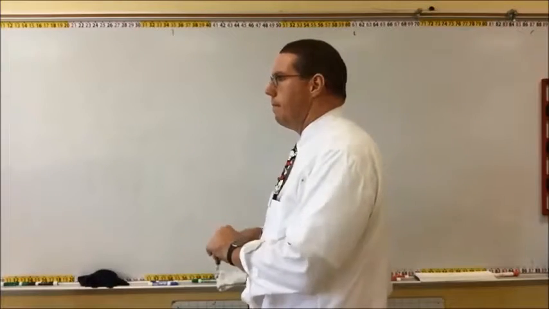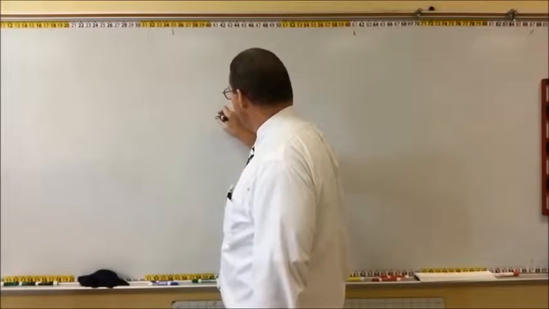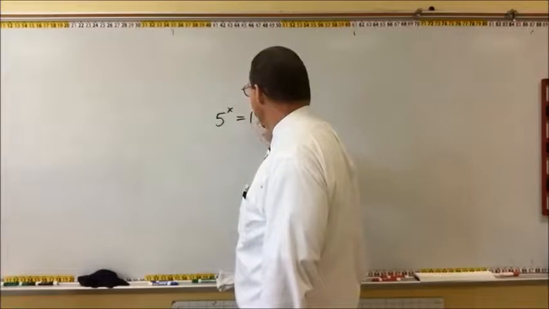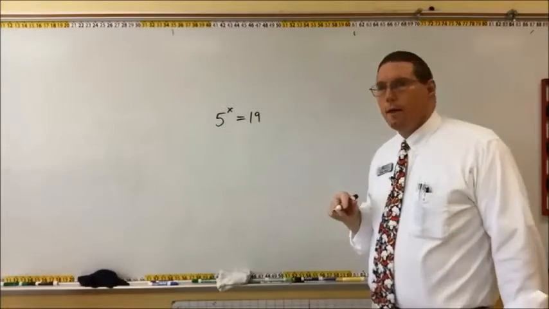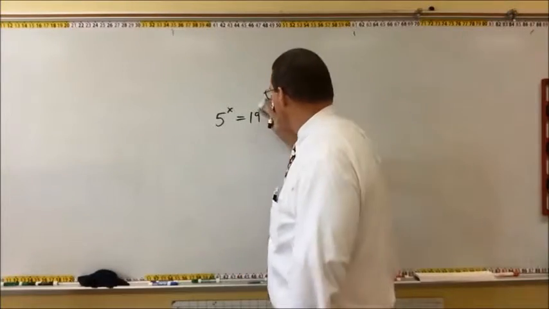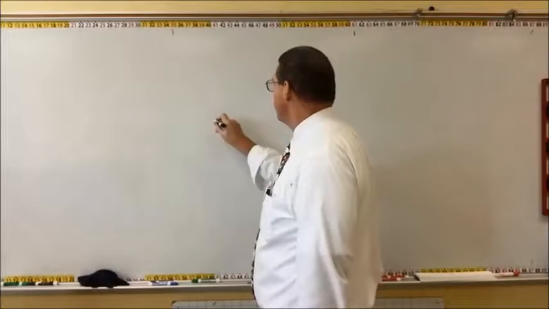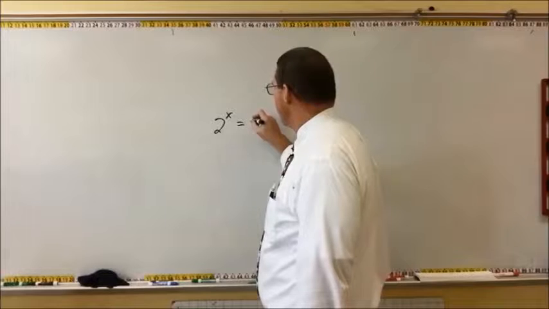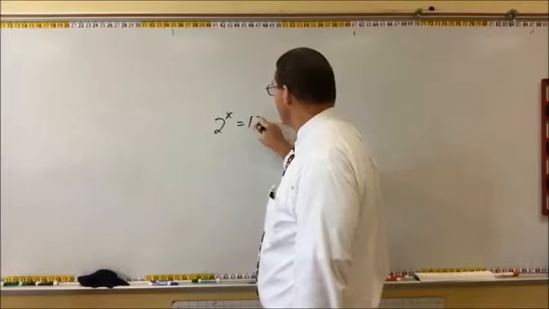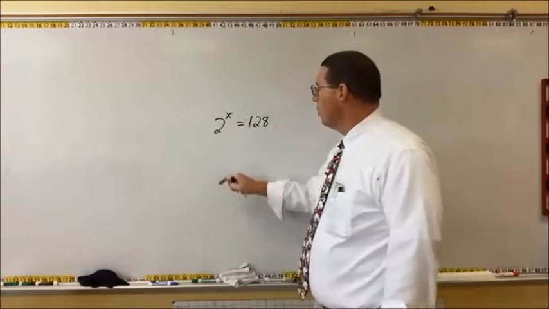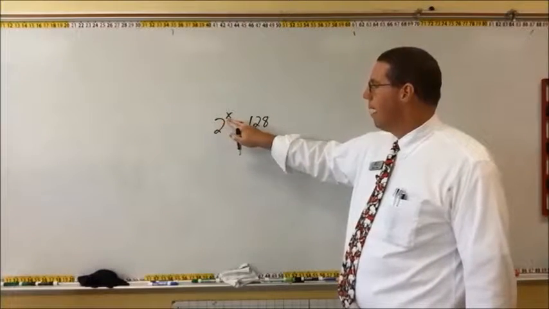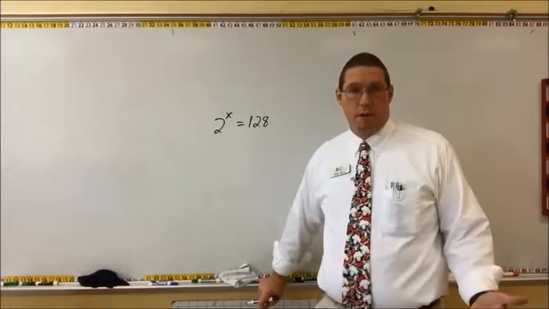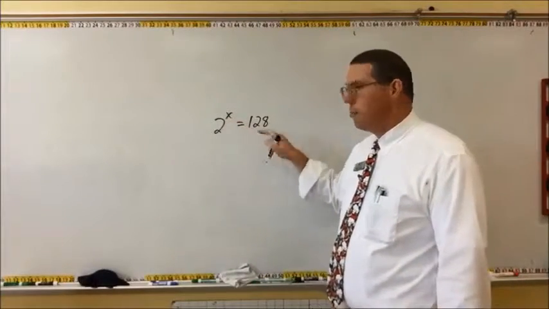So let's say that I have 5 to the x power is equal to 19. Okay. Now, you know what? Let's use a different example real quick. Instead of a 5, let's use a 2. Let's say 2 to the x power is equal to, let's say, 128. Okay? So what this is saying is that 2 to some power is equal to 128. Well, we know that the answer to this is 7. Okay? That 2 to the 7th power is equal to 128.